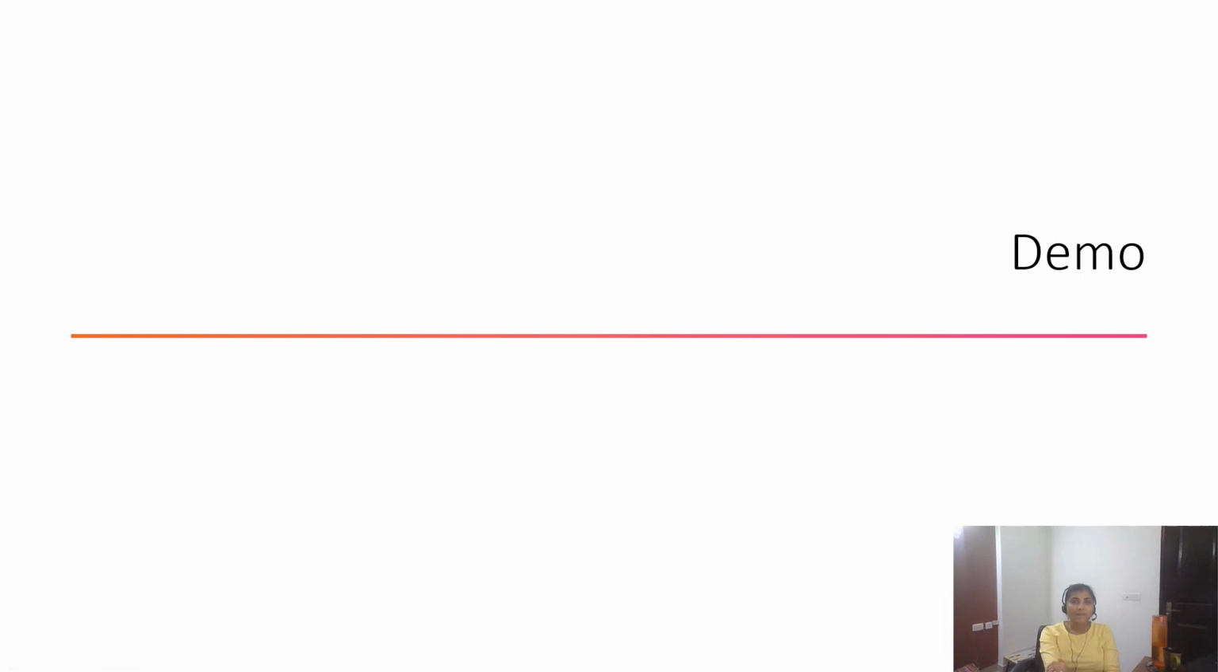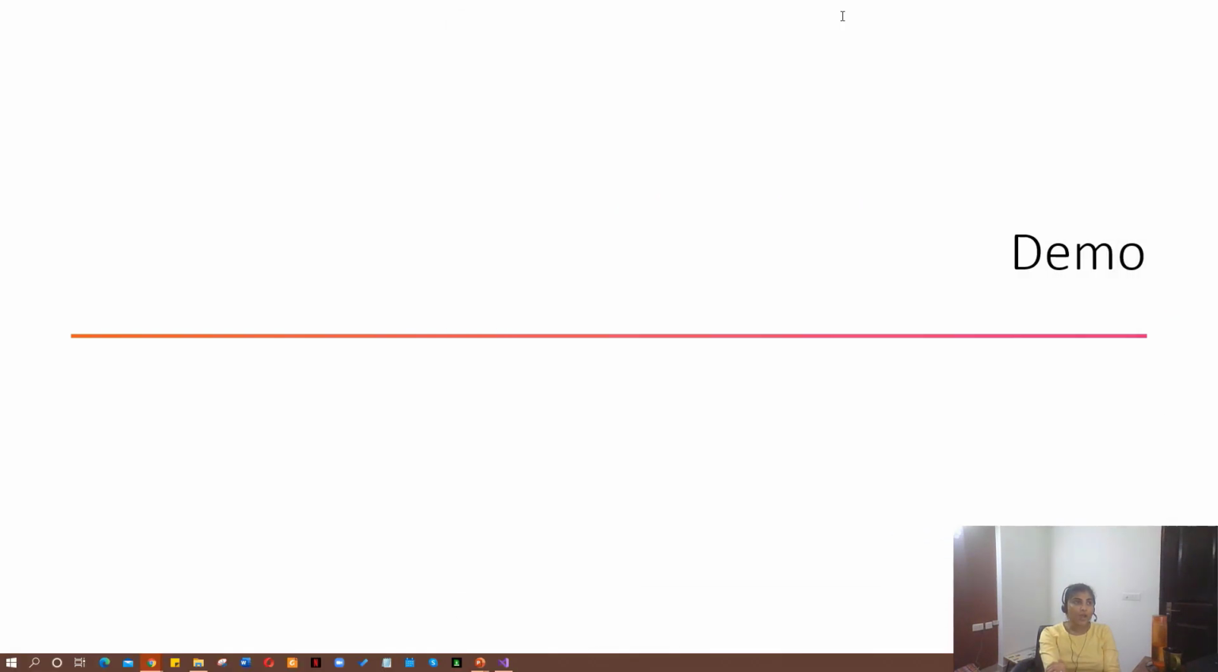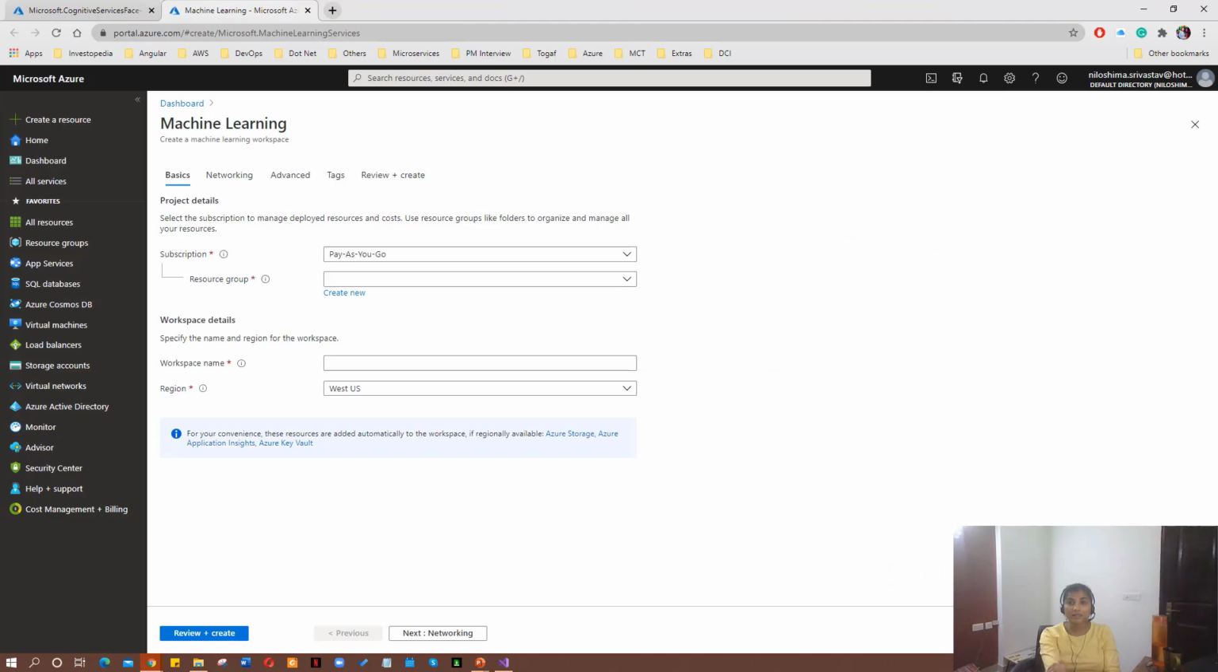So I'm quickly going to show you how to leverage the Azure machine learning platform over the Azure portal. The first thing you need to do is have a workspace in your Azure portal. You just need to go to your home page, click on create a resource, and select machine learning. This is something which I've already done.